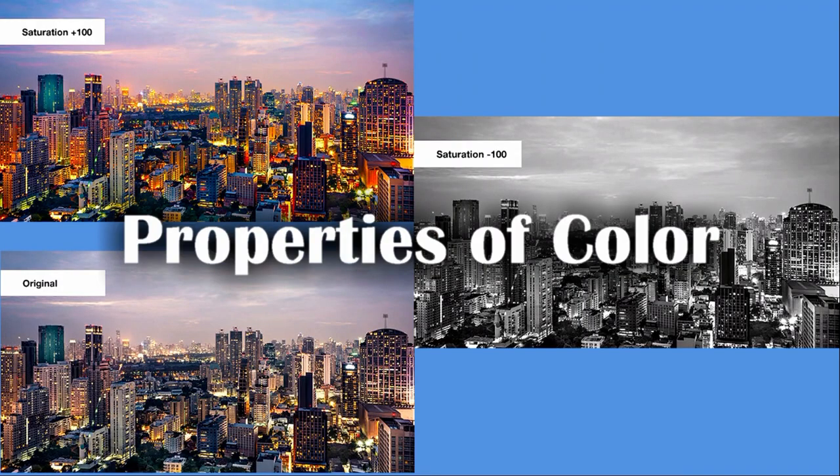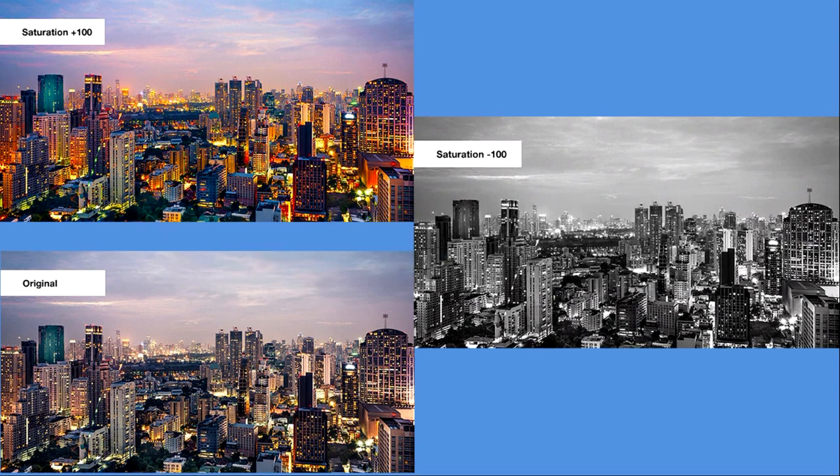Properties of color. Let's look at saturation, hue or tone, and value. Saturation refers to how pure a color is, how intense it is. When something is highly saturated, the color is very vivid. When something is not very saturated, it looks closer to gray. If an image has no saturation, it will look like a black and white movie.